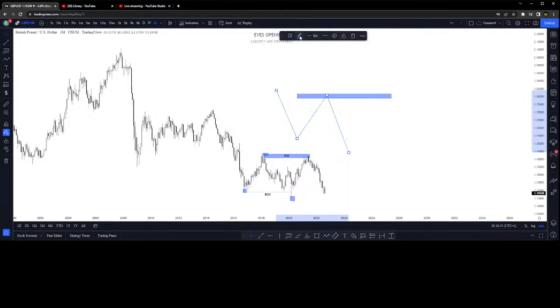Let's make it clean. I prefer black. All right, cool. Now this is our POI.